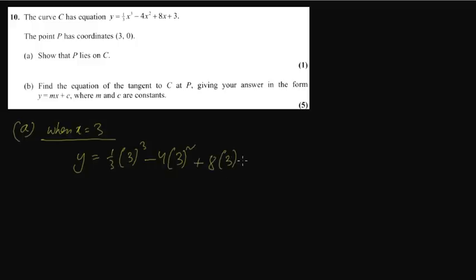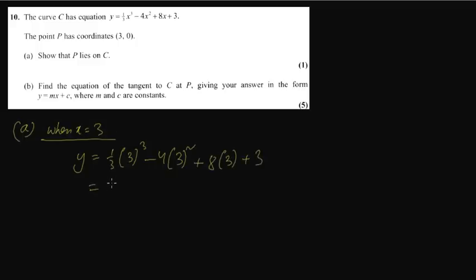The final sum is a coordinate geometry sum. So it's a cubic sum, and the first question they ask is show that this point lies on this curve. So to do that, just put the value of x and see whether y matches. So when x equals 3, y equals 1/3 times 3 cubed minus 4 times 3 squared plus 8 times 3 plus this, and it will match.